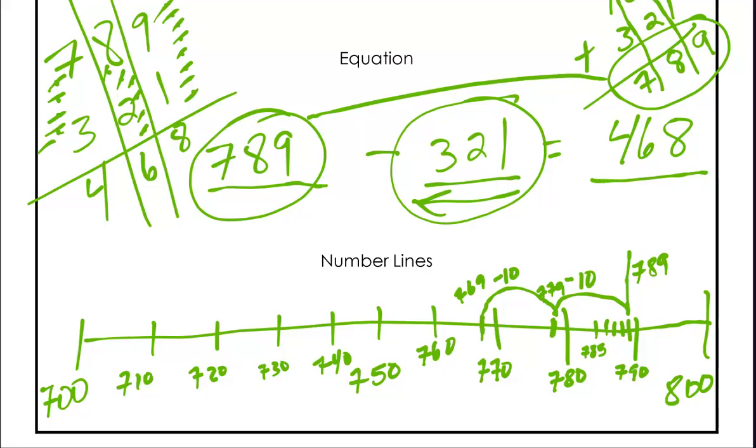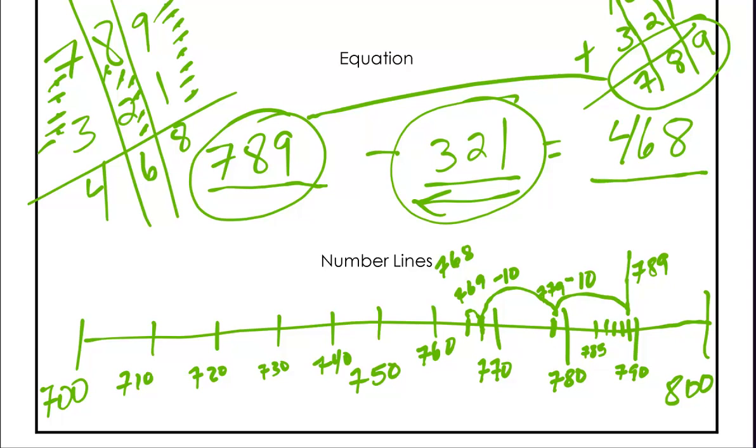My 20. Now I'm going to take away 1 from 769, and that's 768. Okay, so that takes away my 21. Now I just have 300 left. Okay, so I would go from 768, I would take away 100, and it would be 668.